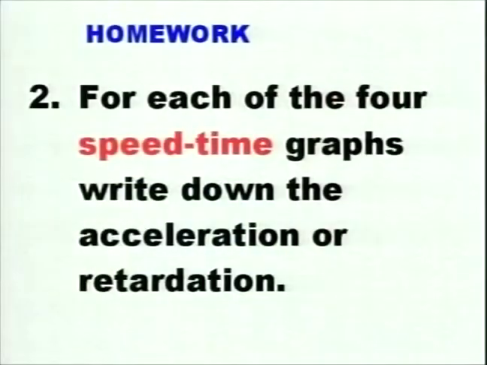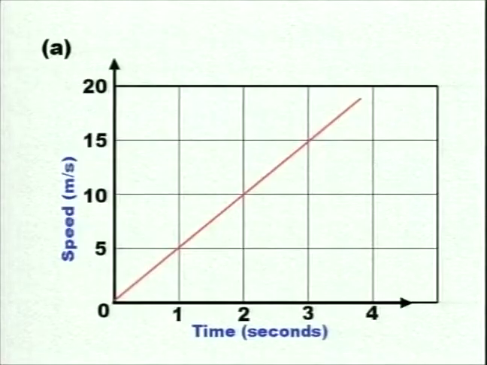All right, you were given questions 2 to 6, I think. So question 2, for each of the 4 speed time graphs, write down the acceleration or retardation. Okay, letter A. Who wants to answer letter A, please? Livingston. You have to say whether it's acceleration or retardation. Acceleration 5 meters per second squared.